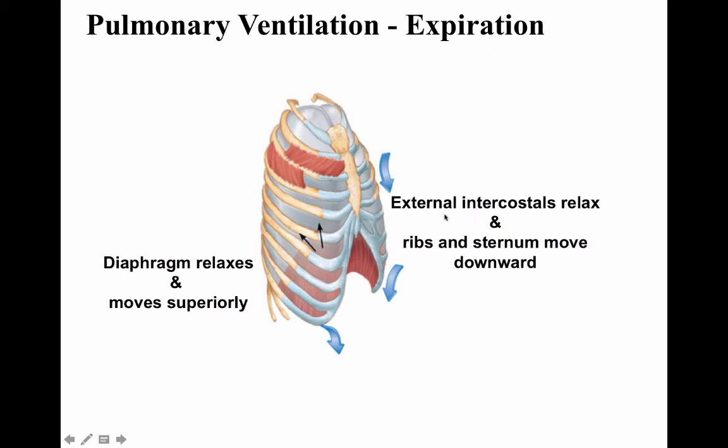The external intercostals relax, and the ribs and the sternum move forward. The diaphragm relaxes and moves superiorly, so this whole compartment compresses in the thorax. The lower volume creates a higher pressure, and we expire the air that was in the lungs.